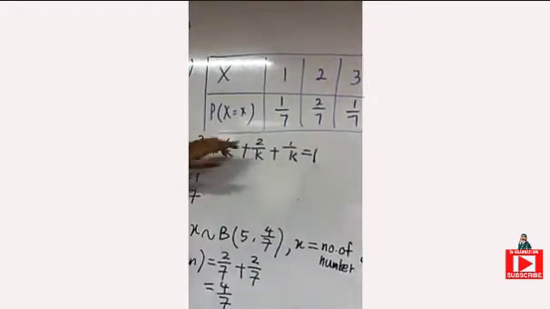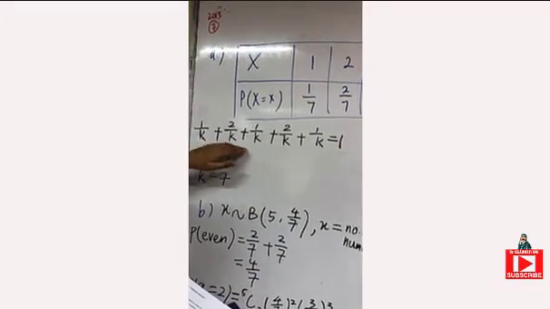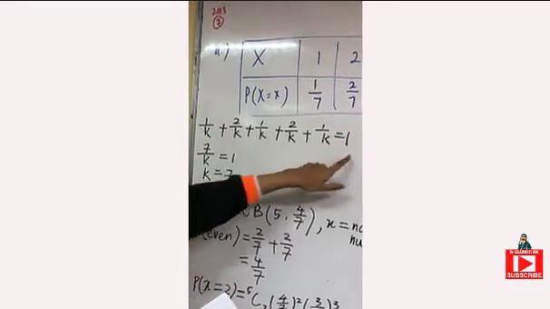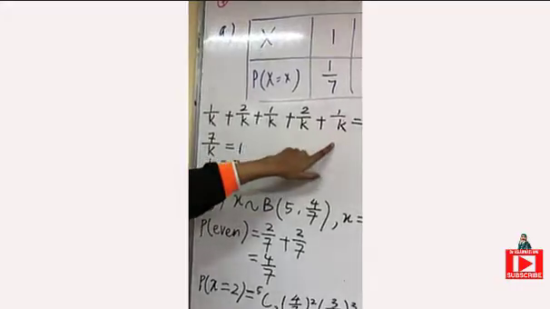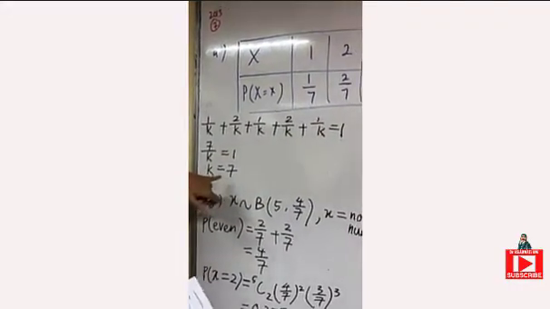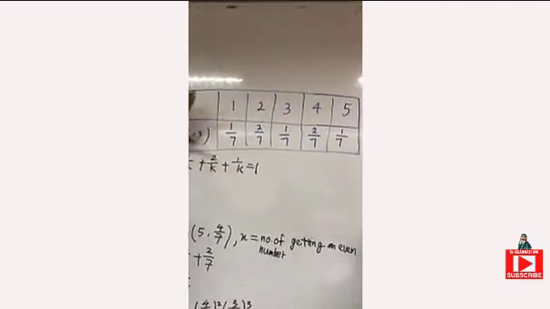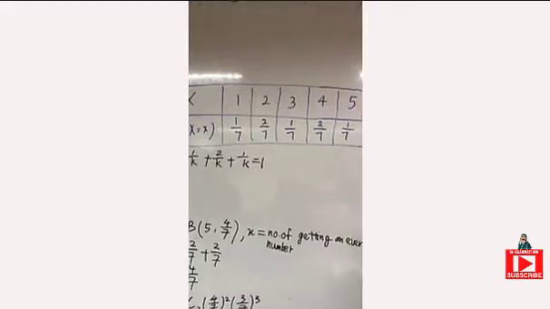So kita anggap yang bawah ni denominator dia K. So 1 over K plus 2 over K plus seterusnya equals to 1. Why equals 1? Sebab total probability equals to 1. Lepas tu kita akan dapat K equals to 7. After kita dapat K equals to 7, baru kita substitute ke dalam denominator dia. So kita dapatlah complete table.